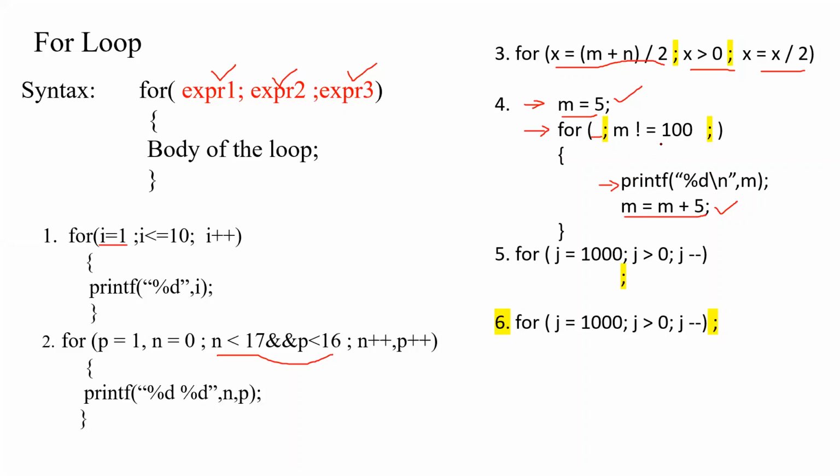Likewise, it will go only up to which value? What will be the last value printed for m? Tell me. 95, ma'am. 95. You remember? 95. Okay. So these tricky questions will be asked. That's why I just repeated this.